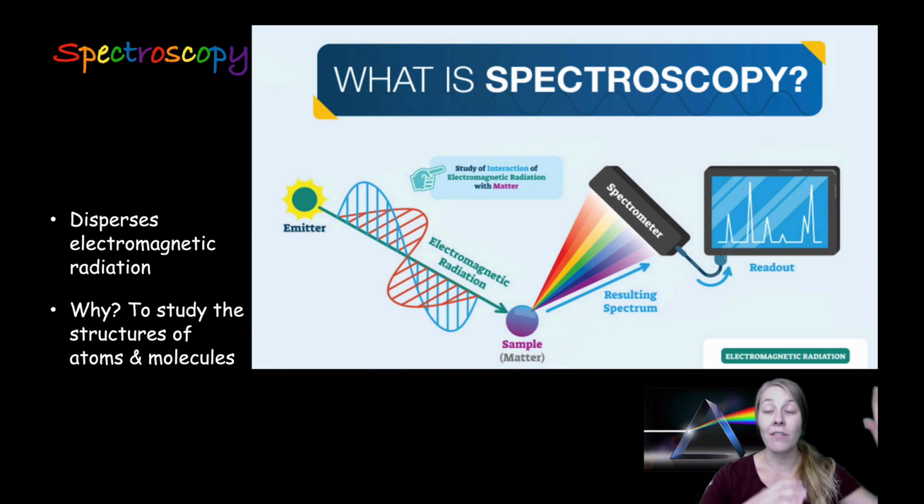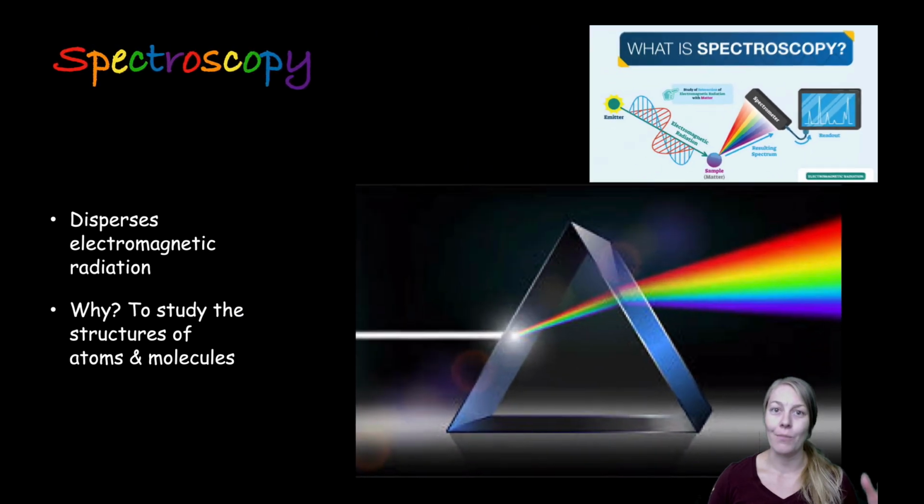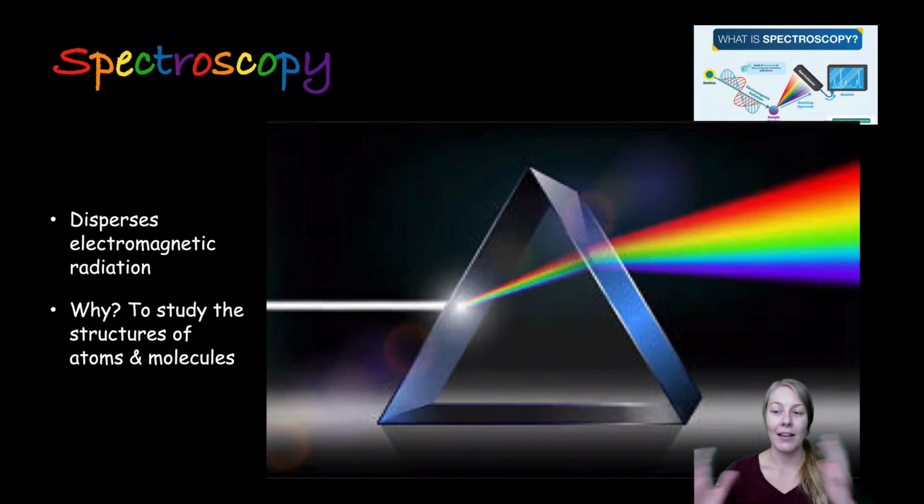So by using this process, we can actually figure out what are the elements in the outer part of stars, right? And so that's what we're going to be looking at. And this is just a reminder of a prism when you shine the light into it and it disperses that electromagnetic radiation into the colors of the rainbow.